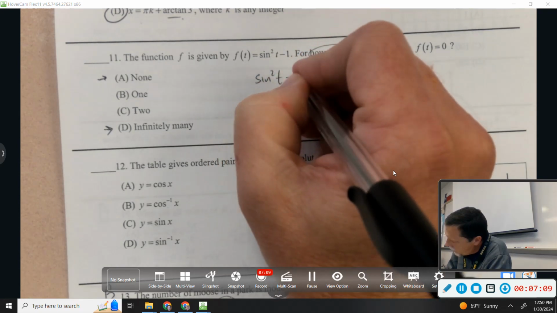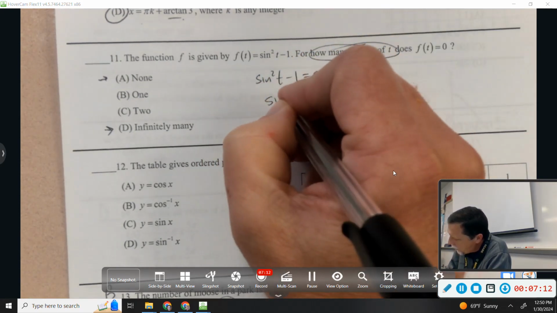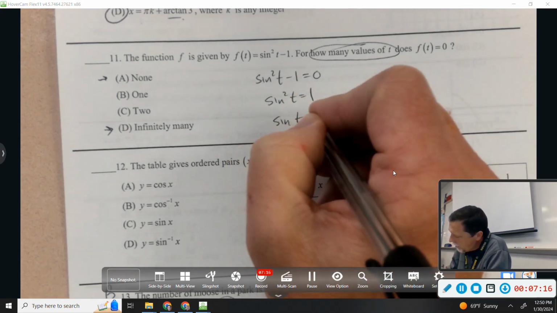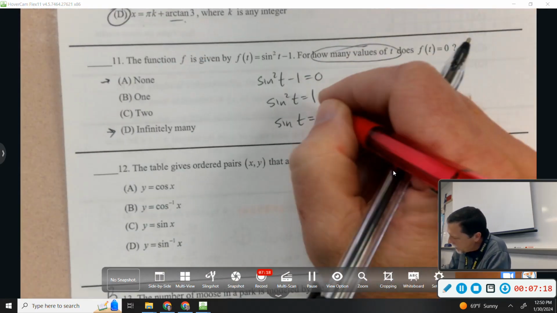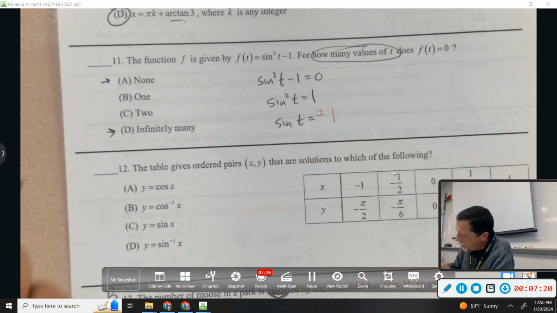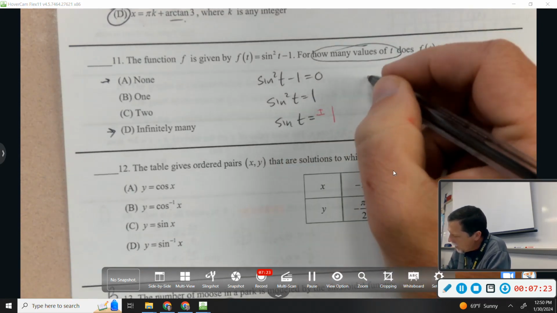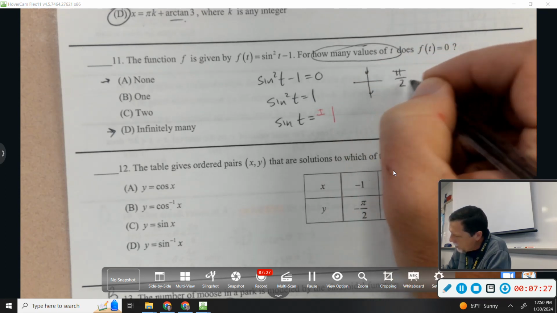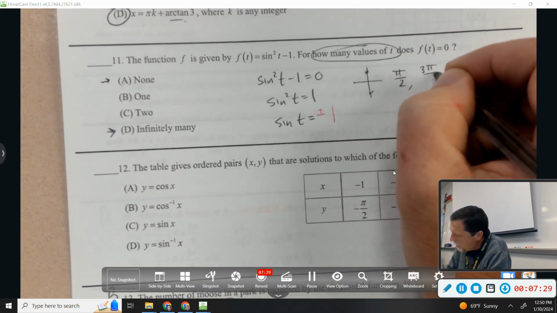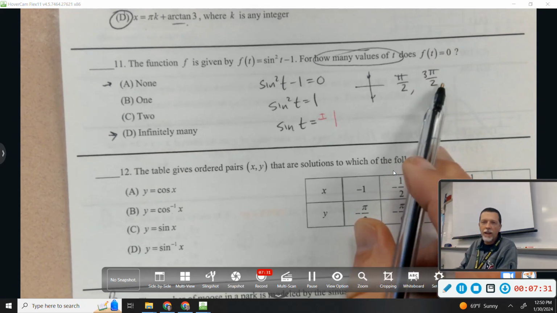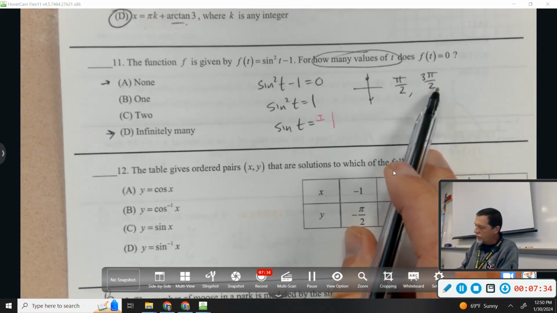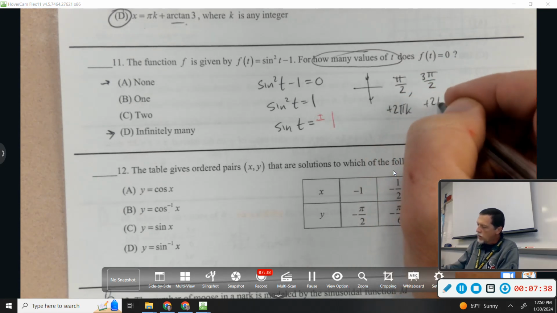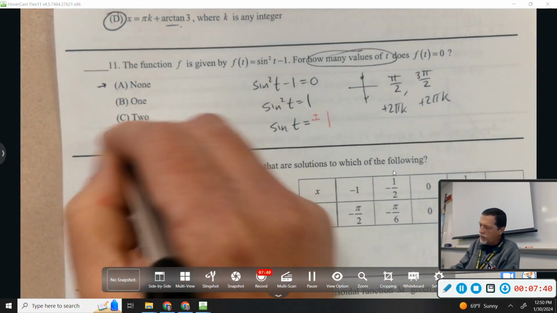Sine squared t minus 1 equals 0. Sine squared of t equals 1. Sine of t equals, don't forget the plus or minus, 1. That happens at pi over 2 and 3 pi over 2. But be careful, that's only the 0 to 2 pi answers. If you want all the answers, well then you add 2 pi to those as often as you like. And you get infinitely many.